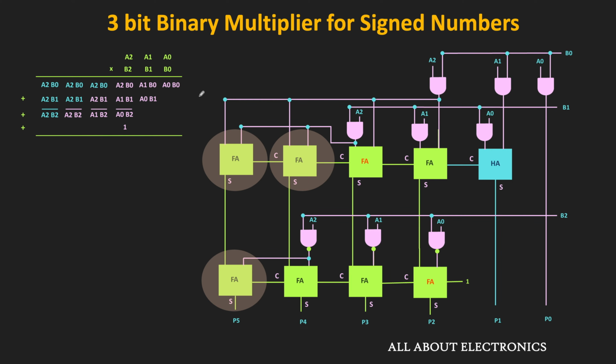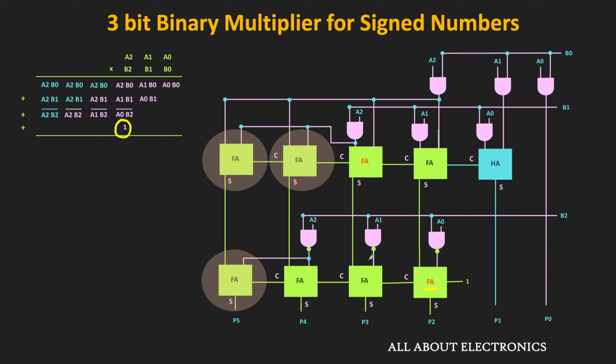Here, this is the circuit of the signed binary multiplication of the 3-bit numbers. As you can see over here, for this sign extension, we require these additional full adders. Apart from that, for adding this 1, instead of the half adder over here, we require the full adder. And apart from that, to complement these bits in the partial product, instead of the AND gate, here the NAND gates are used.